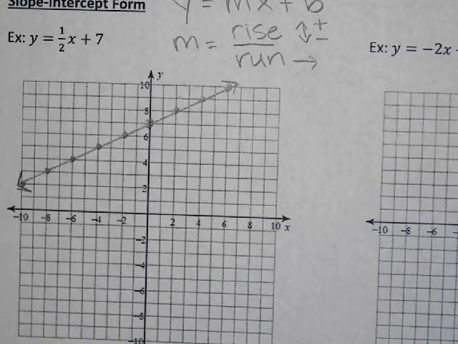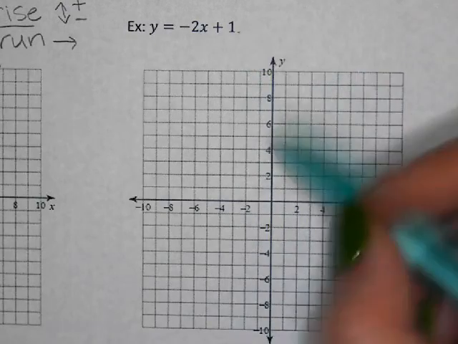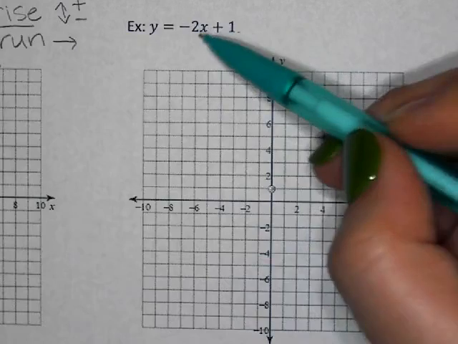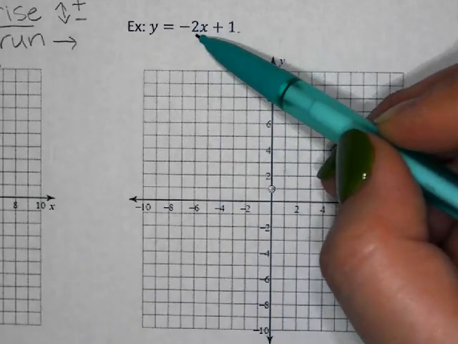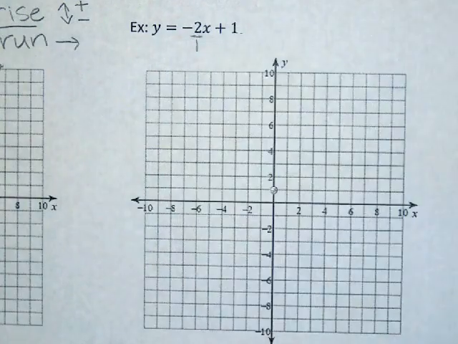Okay, the next one. We're going to start at what number? 1. Okay. Now we have to think of the whole number -2 as a fraction. Does anyone remember how to make a whole number a fraction? You put a 1 underneath it. So this is going to be -2 over 1.